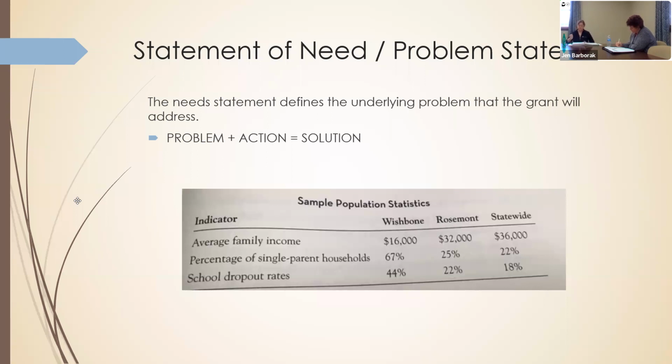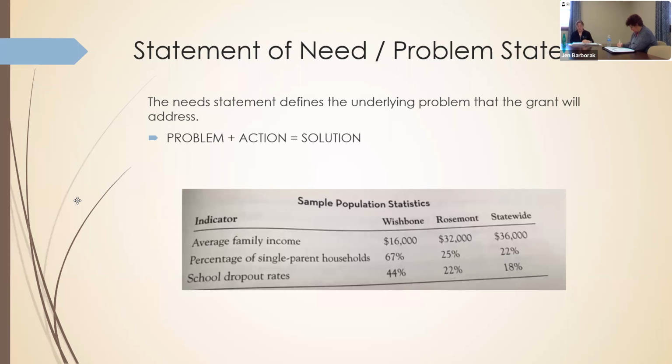How's that? So the statement of need, or the problem statement, can be called several different things by funders, but I think we call ours the problem statement. I know a lot of funders that instead use statement of need. This is starting to really get into the meat of the grant.